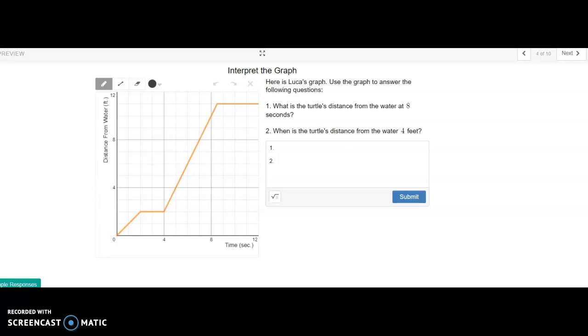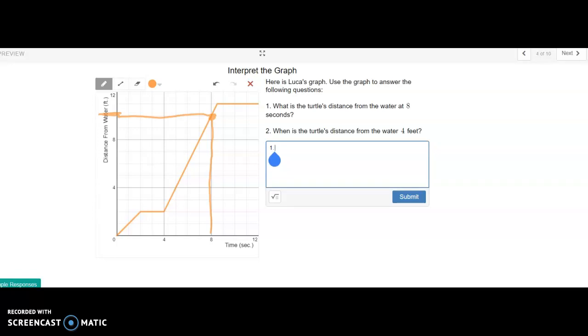What is the turtle's distance from the water at 8 seconds? I think you guys will be pretty good at this. If you go to 8 seconds on the seconds axis, where are we on the distance from water axis? So what is his distance from the water? Looks like it's, let's see, 8, 9, 10, 11, 12, so 10. I'll let you type that in.